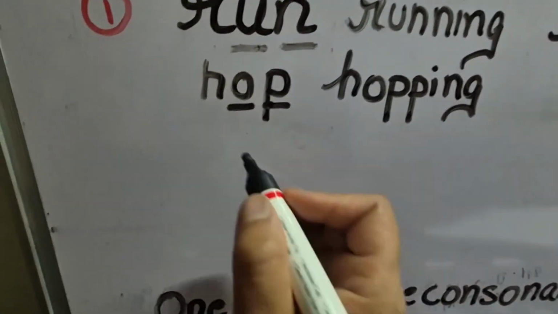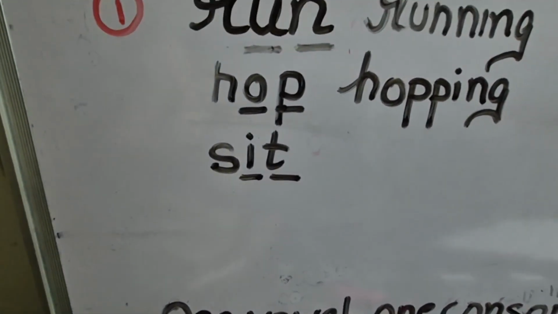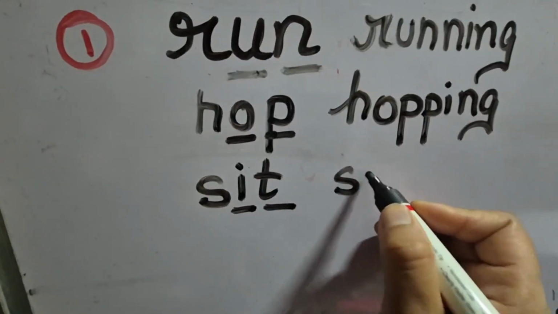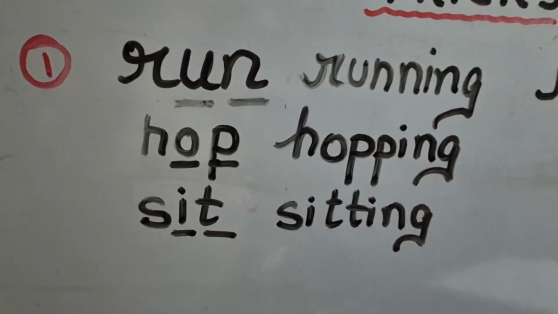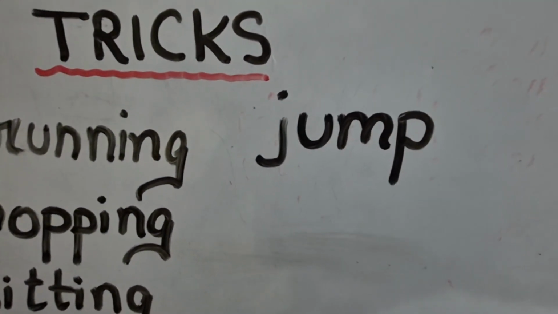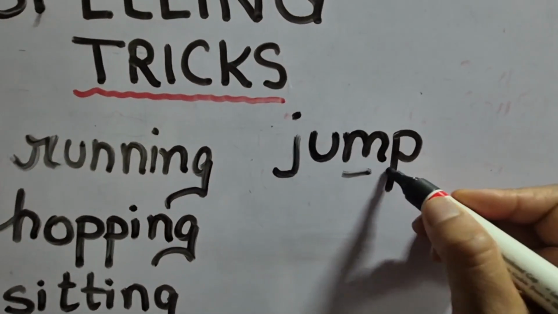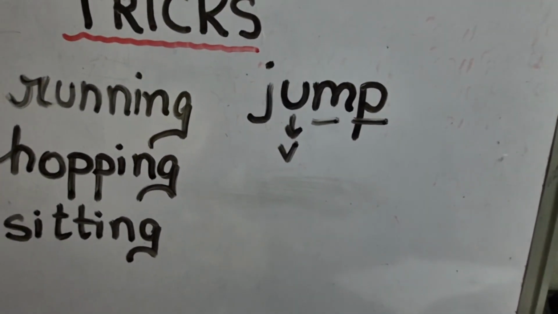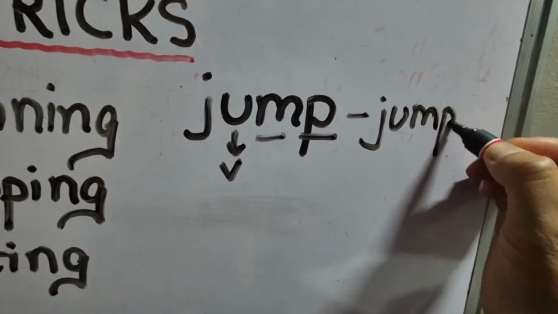One more, the word sit. One vowel, one consonant. So we will double the last letter. It would be sitting. Now, look at the word jump. The word jump ends with two consonants, that is M and P. U is what? Vowel. But there are two consonants at the end. So here we will write jumping. We will not double the last letter.